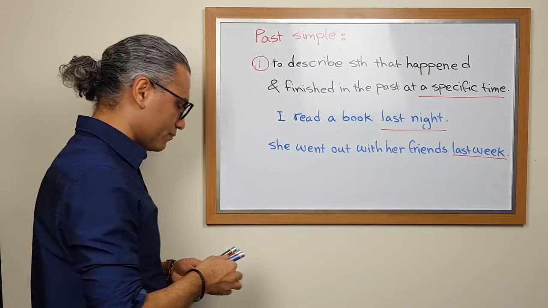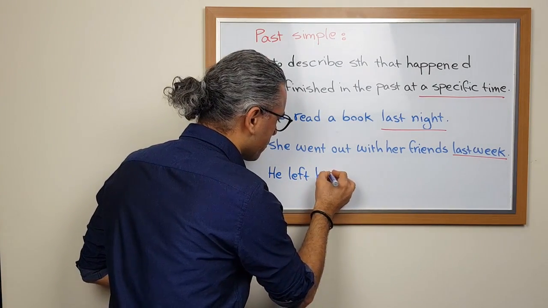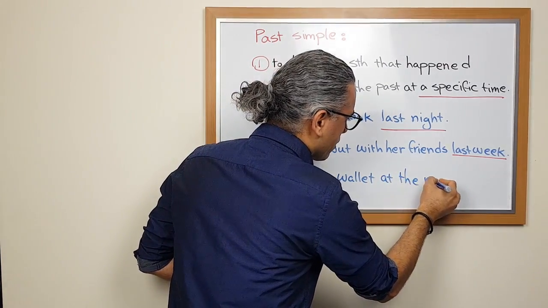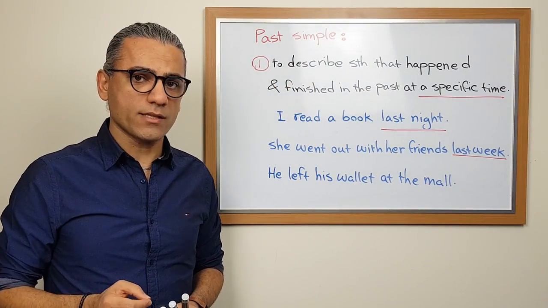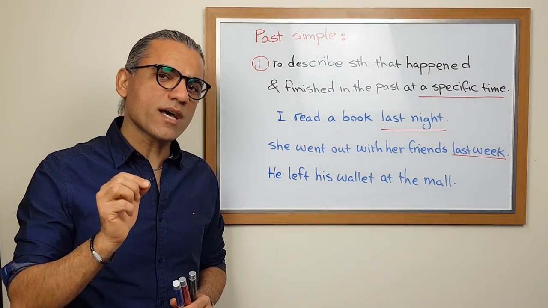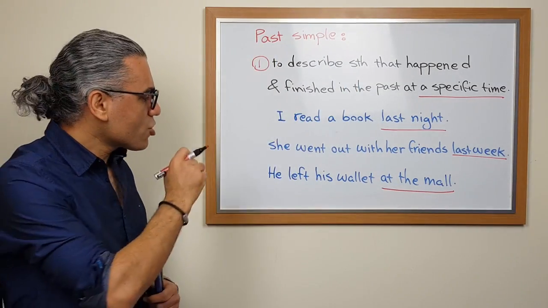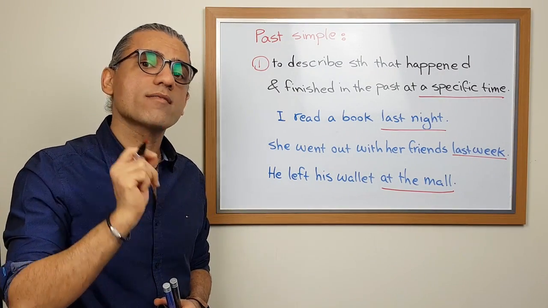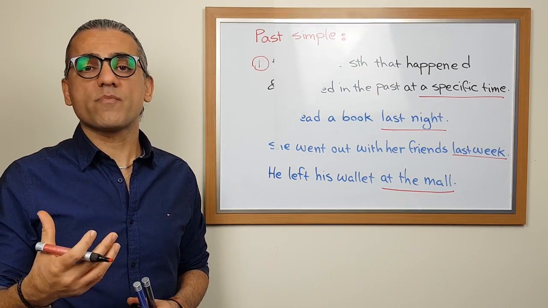Look at this example. He left his wallet at the mall. As you can see, there is no specific time in this sentence, but this sentence is a past simple sentence. But a specific time is suggested. When you see at the mall, it means he left his wallet at the mall, or when he was at the mall. So, as you can see, a specific time is suggested in here, but not specified in the sentence.